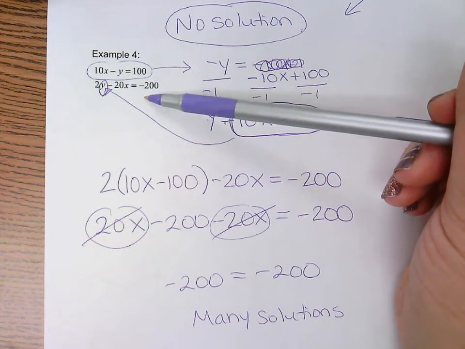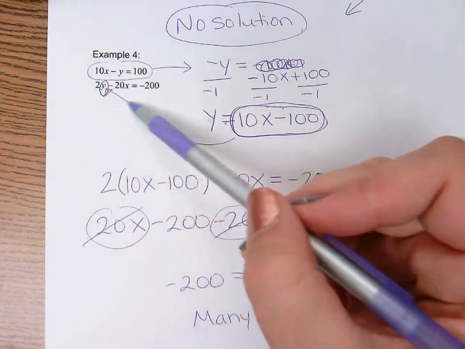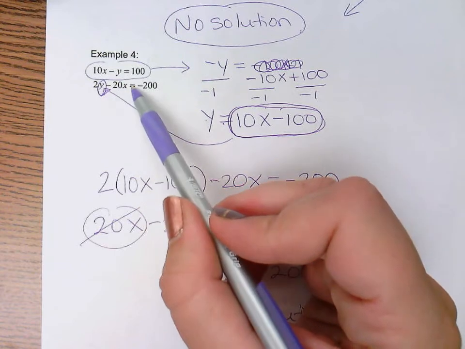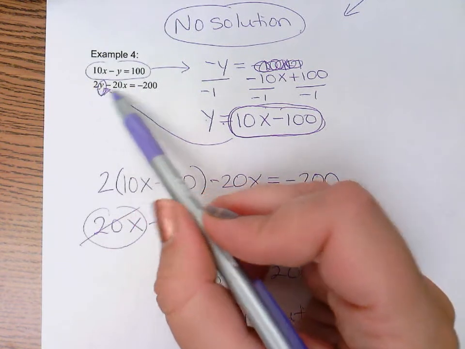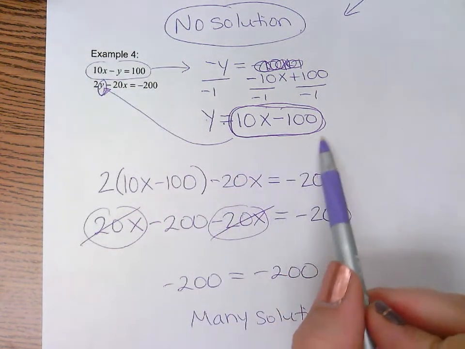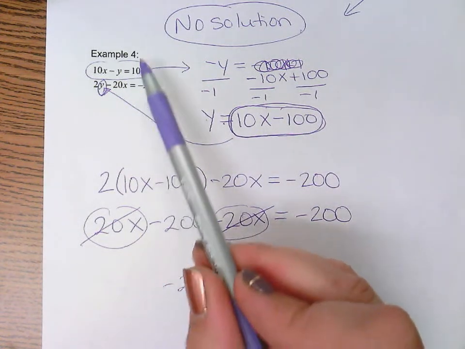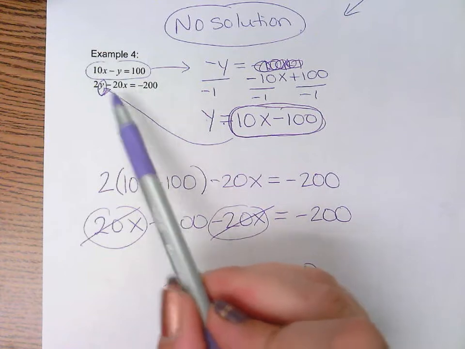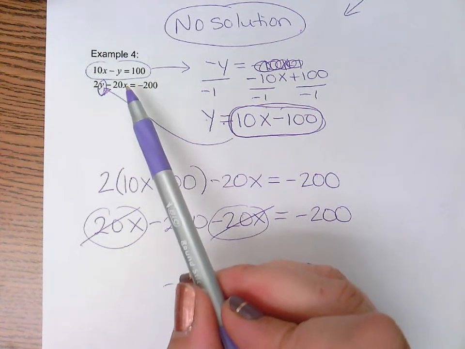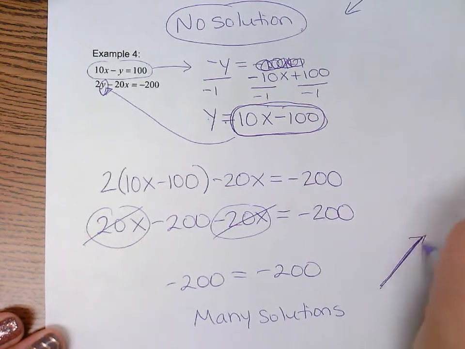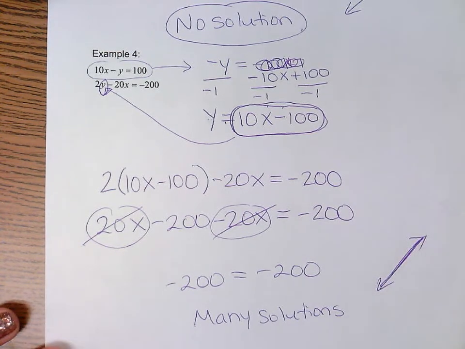So if I had put this other equation into slope-intercept form, I would have added 20x to the other side and divided by 2. So see how it also gets y equals 10x minus 100? So these are the exact same equation, just one is multiplied by a different factor. So this is going to be the same line on top of each other. So the solution is many solutions. All the points that are on one line are also on the other line.